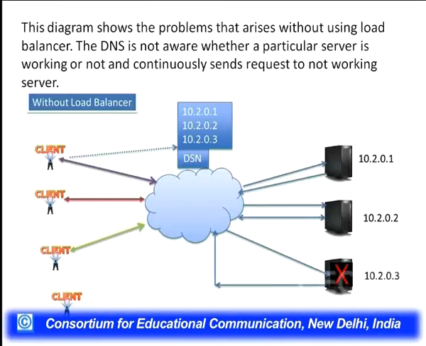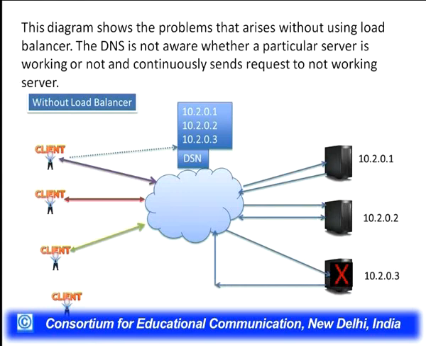But what is the problem with such a system? Sometimes your systems fail during execution. Suppose the third server, 10.2.0.3, has failed, and some client is interested in interacting with it, so it will continuously send requests to 10.2.0.3. Requests will be sent regularly, but there is no response because DNS is not aware whether the third server is working or not. The third server is not working, even then DNS did not get the information that server 3 is not working, and the client keeps requesting that particular server, so it will not get a response. That is the main problem.